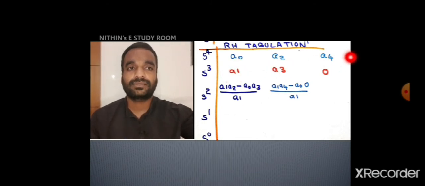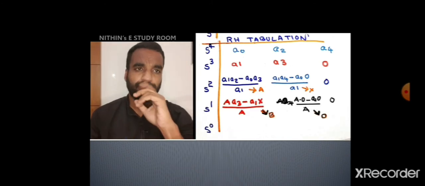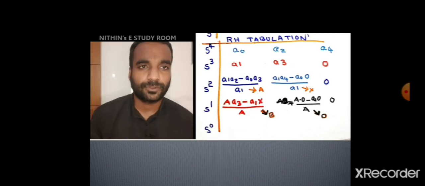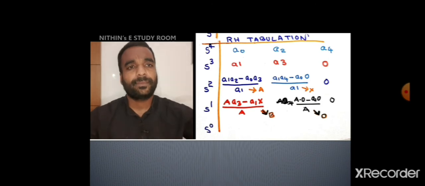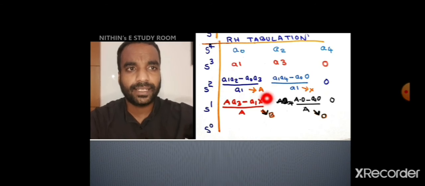So you have to write 0. A1 into 0 minus A0 into 0 by A1. So the entire term will become 0. You can see the entire term becomes 0. And now I am naming it. For easiness, I am naming this total term as capital A and this total term as capital X.